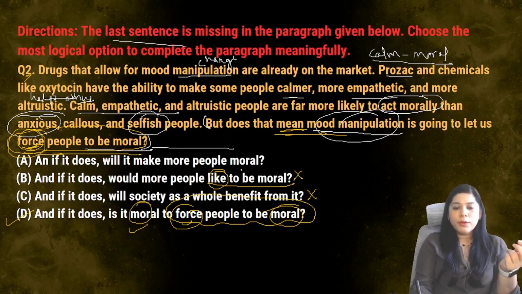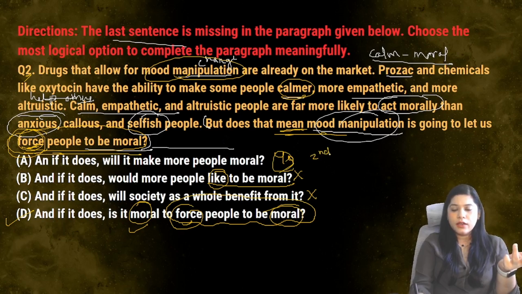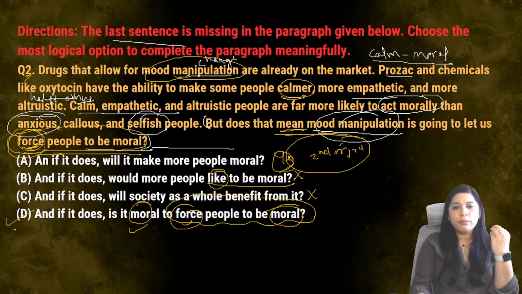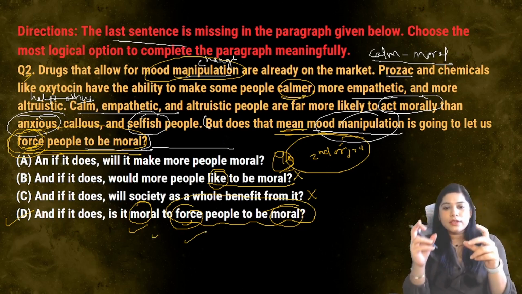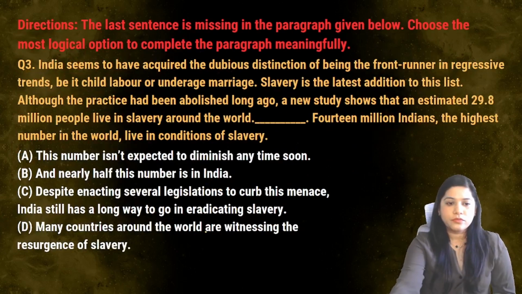Will it make more people moral? Of course, it clearly says with mood manipulation, people are calmer and calmer people are also moral. Of course, the answer is already given in the second and third line, right? But the question is, should we really force people to be moral? So D is much more relevant to the overall main topic as well as the last line, and that's why we are choosing D. So by process of elimination also, the keywords given in option D are much more related to the given paragraph.